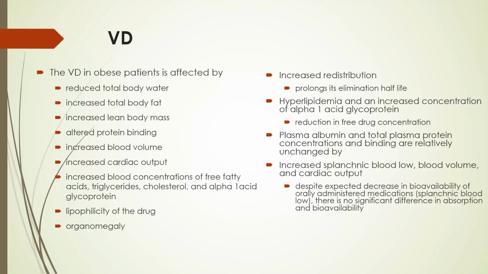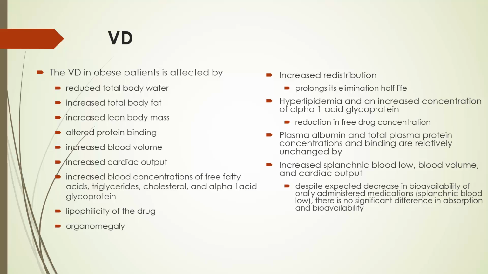Hyperlipidemia and increased concentration of alpha-1 acid glycoprotein may affect protein binding, leading to a reduction in the free drug concentration. Plasma albumin and total plasma protein concentrations and binding are not significantly changed by obesity. But when compared with normal weight individuals, a relative increase in plasma protein binding may happen.